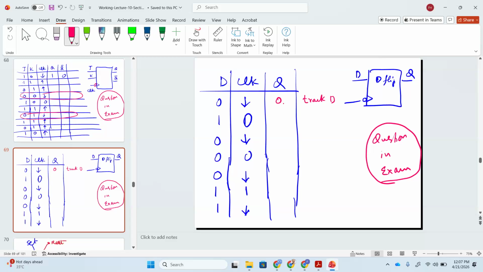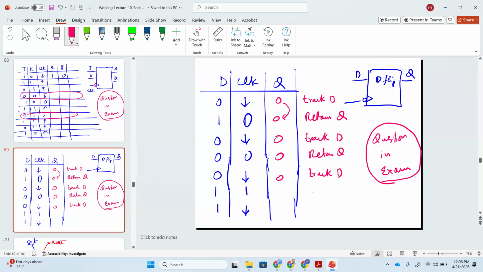Clock is 0. What will it do? It will retain Q. This is a falling edge of the clock. It will track D. What is the value of D? 0. Retain Q. 0 0 0. Track D. 0 1 1. Retain Q. Retain previous value.